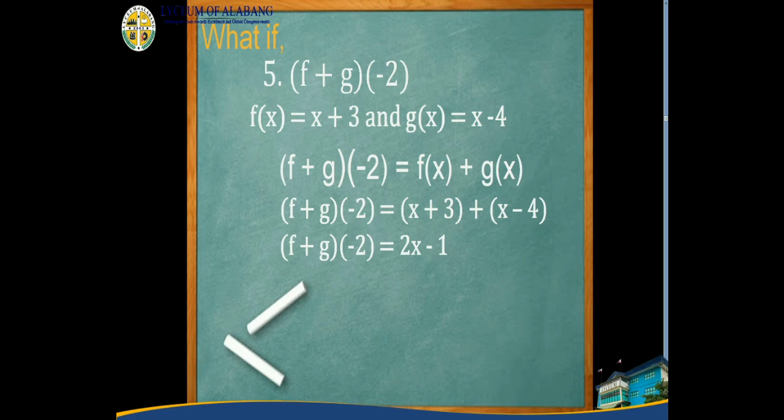Then, combine like terms. X plus x is equal to 2x, and 3 plus negative 4 is equal to negative 1. Now, replace the variable x with negative 2, and we have 2 times negative 2 minus 1. Therefore, f plus g of negative 2 is equal to negative 5.